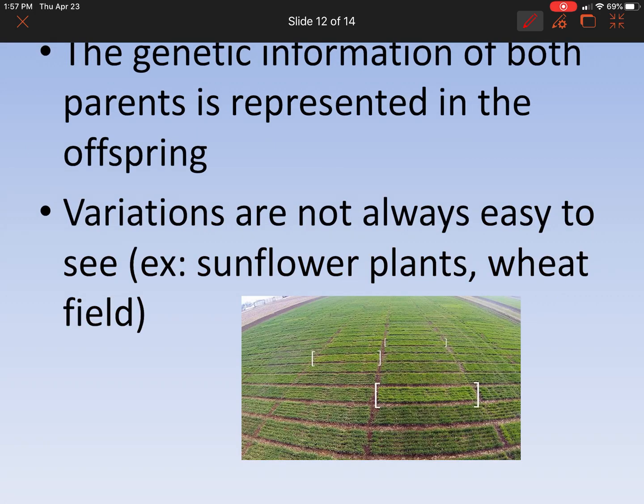Now, the genetic information of both parents is represented in offspring. One thing to note, variations are not always easy to see. So we can pick them out in humans pretty easy because we're used to looking at humans. But for example, sunflower plants, wheat fields, etc., those can be genetically different to each other, so they can have genetic variation, but it may not be obvious to the human eye. So here's an example. These are research plots here. If you ever see a field like this, where they're broken up into these long rectangles, each one of those rectangles is a different type of plant. They're just slightly different from each other. And this is the way that agricultural scientists can do experiments and figure stuff out.